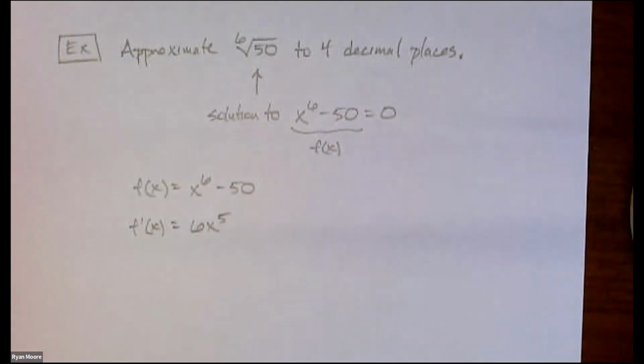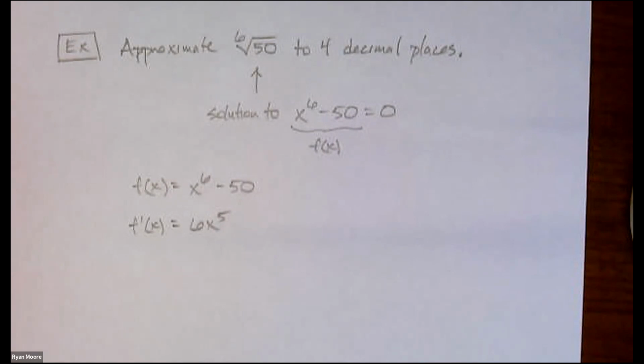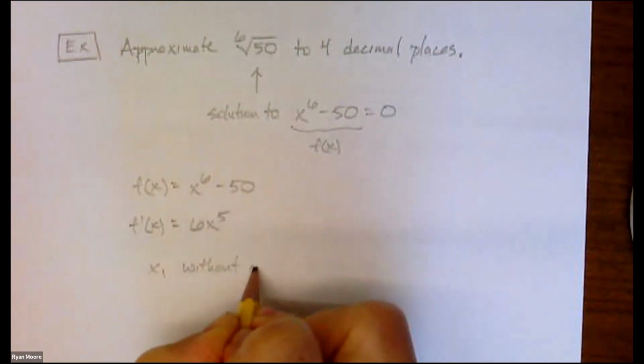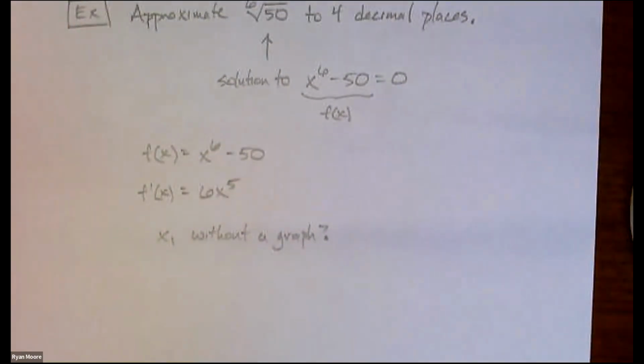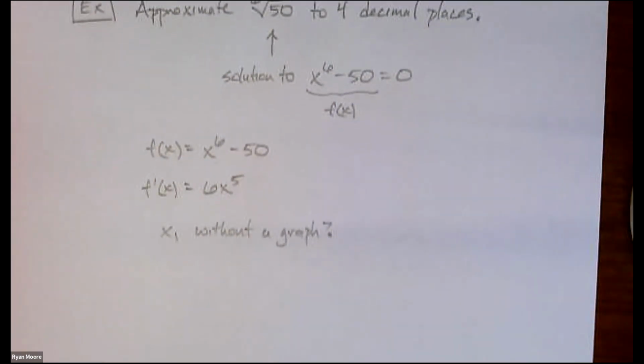Okay. What about a starting value? Well, we could graph x to the 6th minus 50, right? That's a possibility for us. How might they have done this in the old days? What's another possibility? There's nothing wrong with graphing here and approaching it that way, but just to show you something different, could we get x1 without a graph? Here's what we might do. Just guess integers and see what integer comes the closest.